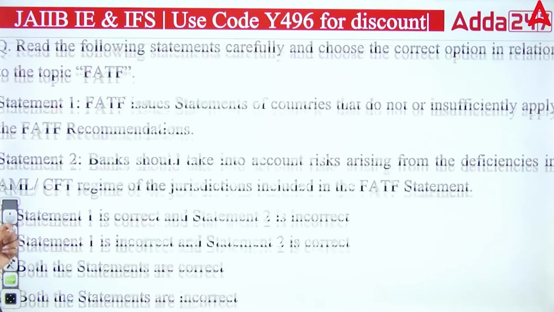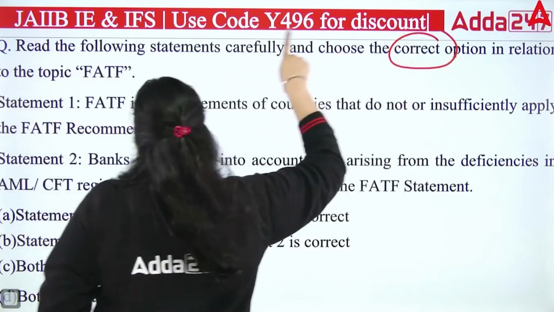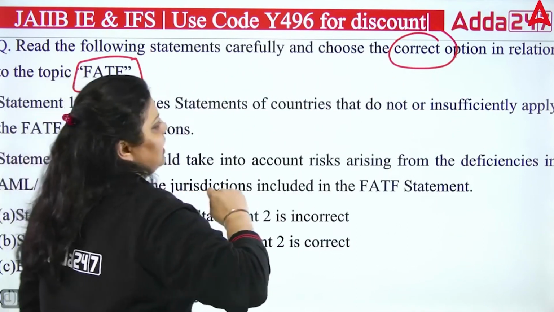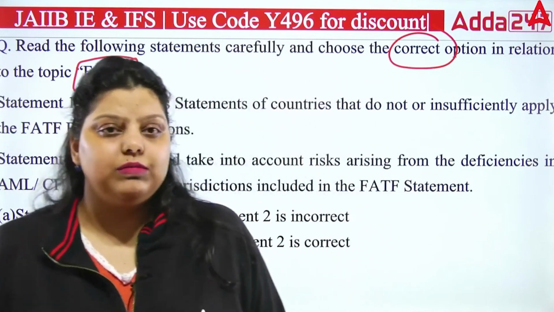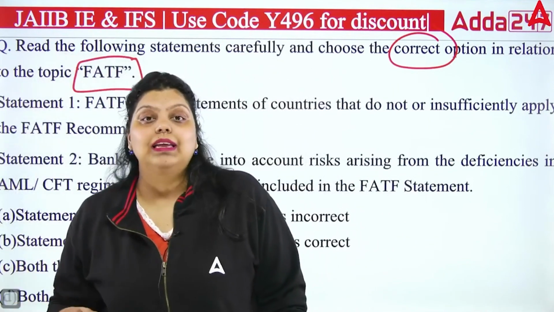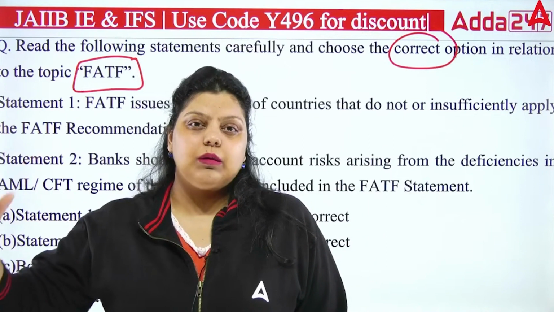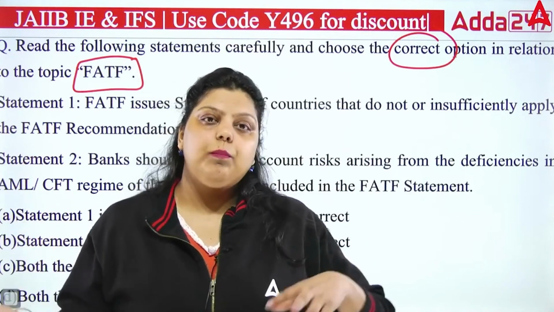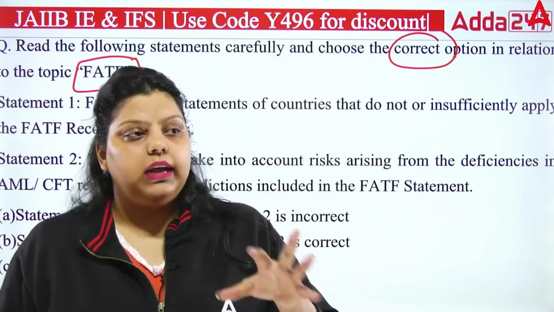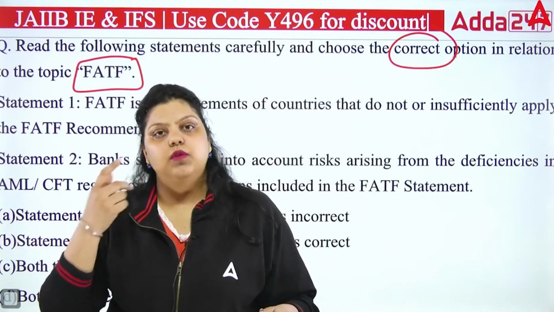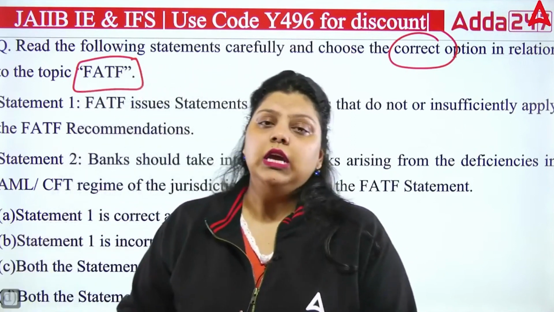Okay. Next question. Read the following statement carefully and choose the correct option in relation to the topic FATF, Financial Action Task Force. Like RBI makes KYC norms or AML norms in the banking sector to secure banking institutions from criminal activities, like to stop people who are doing money laundering or terrorism financing from entering or using the banking system for such transactions. That's why RBI introduced the KYC policy, AML, and Government of India introduced the PMLA Act.